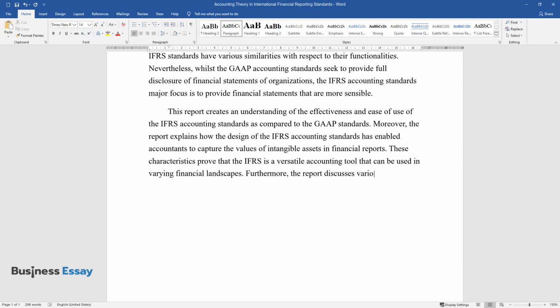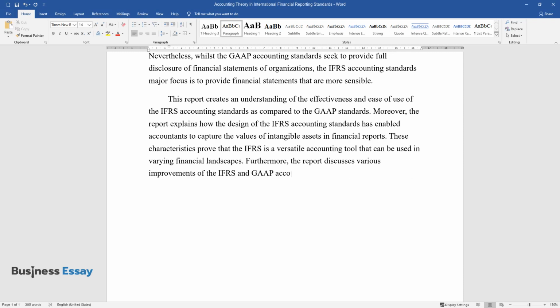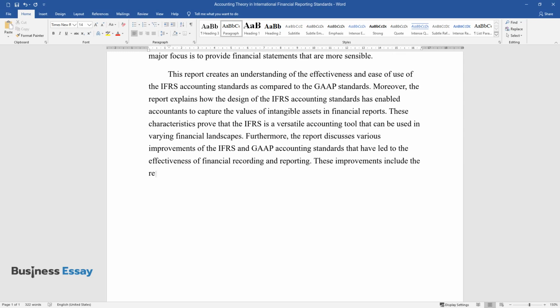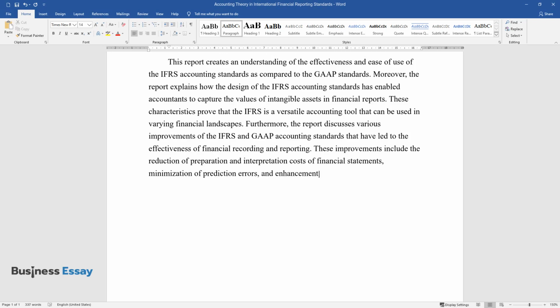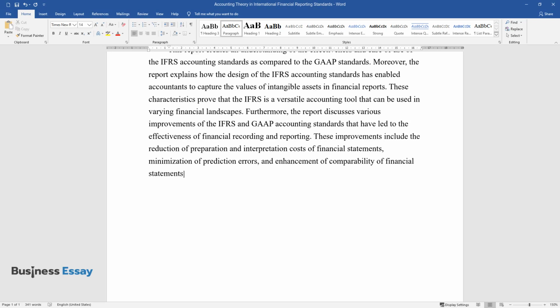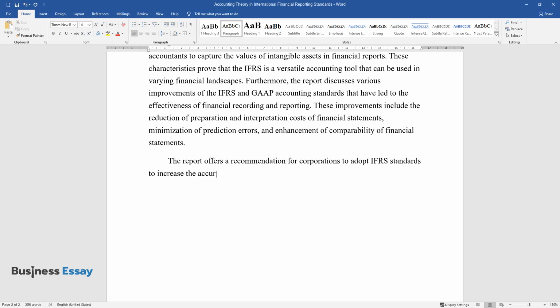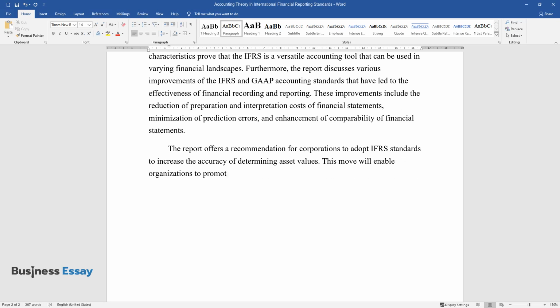Furthermore, the report discusses various improvements of the IFRS and GAAP accounting standards that have led to the effectiveness of financial recording and reporting. These improvements include the reduction of preparation and interpretation costs of financial statements, minimization of prediction errors, and enhancement of comparability of financial statements. The report offers a recommendation for corporations to adopt IFRS standards to increase the accuracy of determining asset values. This move will enable organizations to promote corporate financial accounting and reporting.